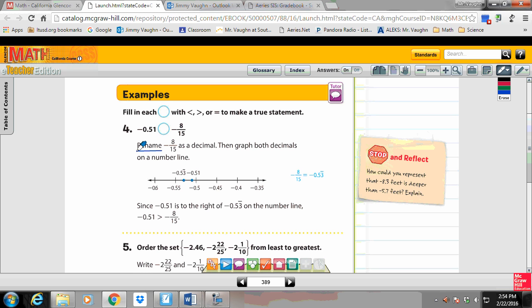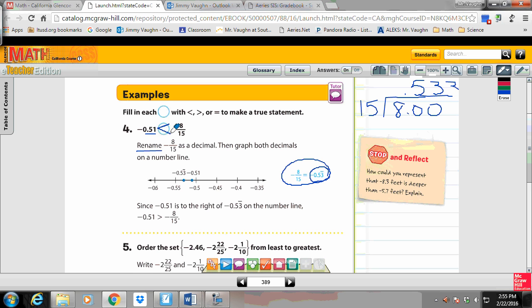So how do I get 0.51 as a decimal? You divide, and they did it for you over here. But even though it's negative, you follow the same process. 15 goes into 8. And you would start dividing it, and I'm not going to make you watch me divide it, but it would come out to 5.33333333. So that's it right there. So this one is less than, because you see it's not as far away from the 0 as the other one is. So this is less than that.